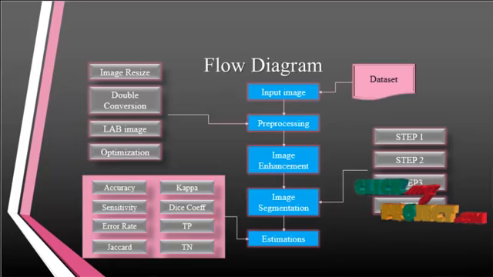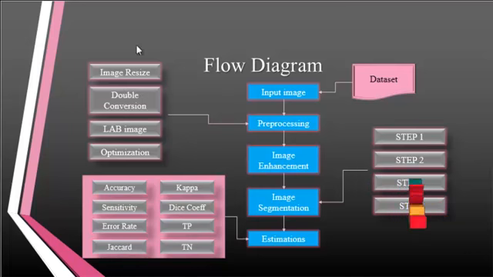Now we are going to discuss the overall flow diagram for the process. This is the overall working flow. At first, the input image is taken from the dataset. The dataset is nothing but the folder which consists of several input images. Here we have retinal images as the dataset images. After getting the input image from the dataset folder, the pre-processing step is carried out.